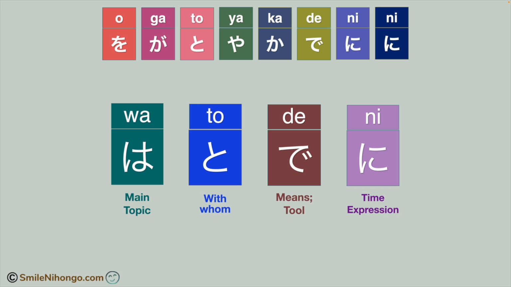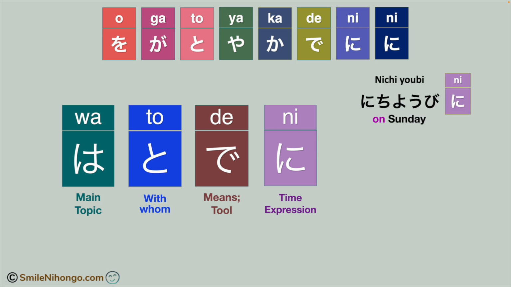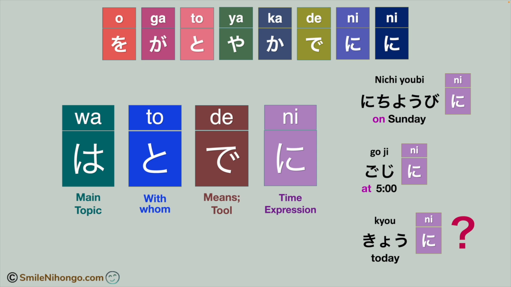Just keep in mind that you use this に only for the time expressions you would mark with a preposition in English. So, on Sunday is 日曜日に and at 5 o'clock is 5時に in Japanese. But you don't use this に for the time expressions such as today, tomorrow, yesterday, every day, or every week. You don't mark those expressions with a preposition in English, right? You don't say on today or at yesterday. Likewise, we don't mark such time expressions with the particle に.